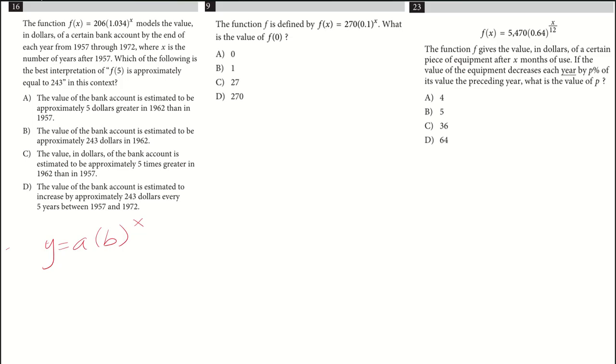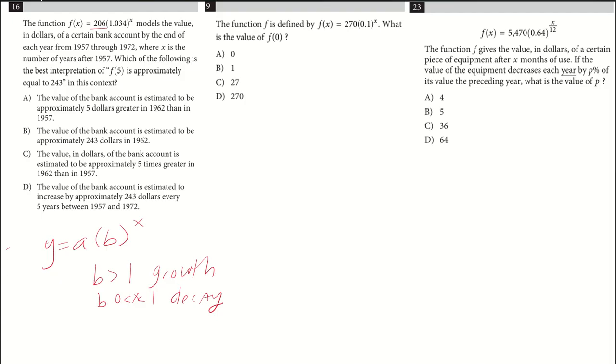So it gives you a function here and it talks about a bank account going from 1957 through 1972, and x is the number of years after 1957. So that's the initial year. In that initial year, it is key to understand that it was $206 in the bank account. This is growth because B is greater than 1. When B is greater than 1, that is growth. When B is between 0 and 1, that is decay.